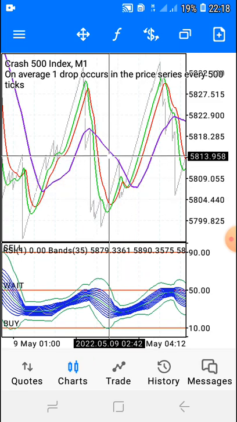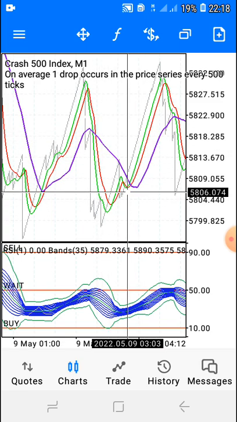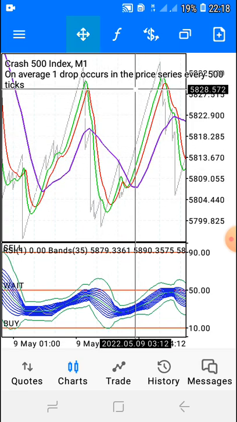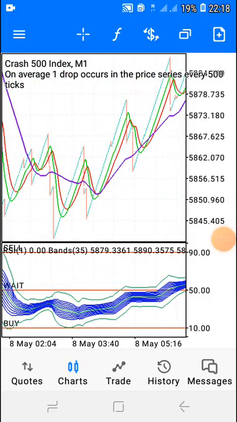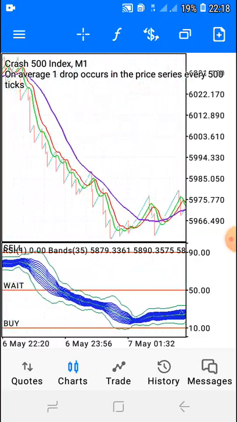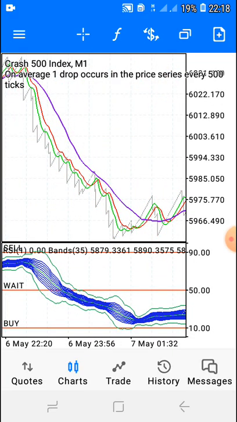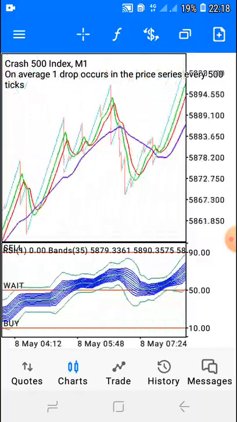Over here, you can see, as soon as the alligator decides to cross over the moving average, we take a trade. But since Crash 500 and Crash 1000 are moving in a downtrend, we are not going to use the strategy. Only use it when Crash 500 or Crash 1000 is moving in an uptrend, and Boom 1000 and Boom 500 are moving in a downtrend.